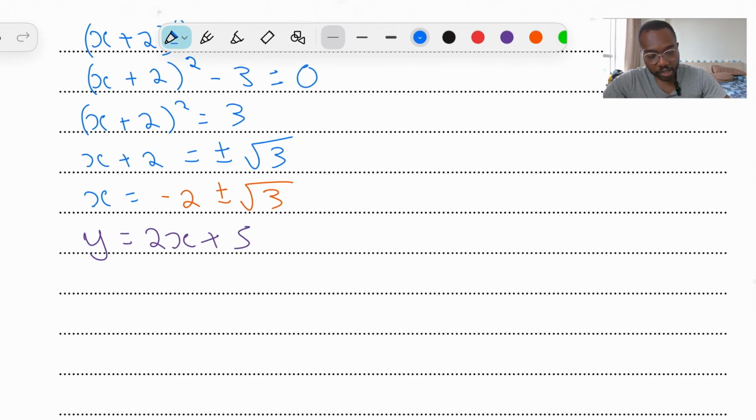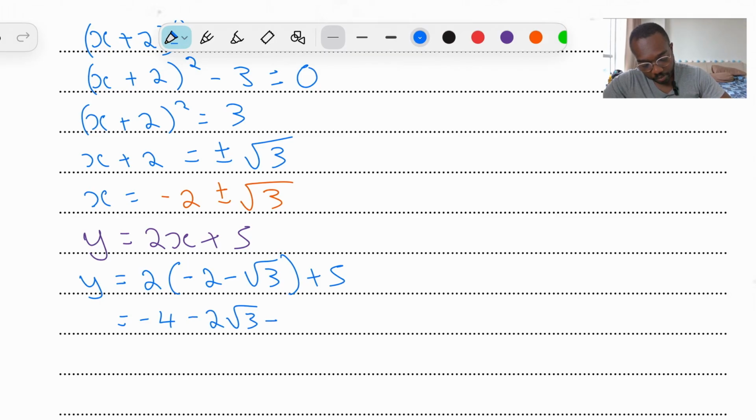Let's put in the minus 2 minus root 3 first. So y is equal to 2 times (minus 2 minus root 3) plus 5. If we work this value out, we would get minus 4 minus 2 root 3 plus 5. So that y value would simply be 1 minus 2 root 3.